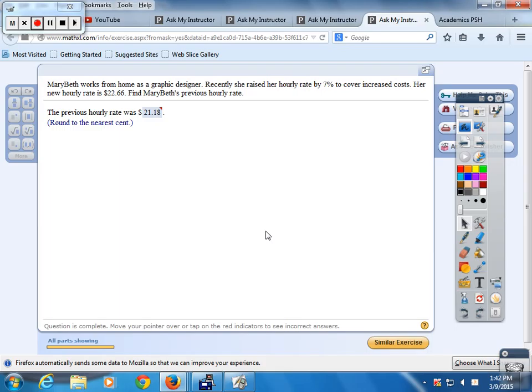Walmart equation. X plus or minus percentage X is equal to the total. That's what I would use. What does this look like? A shirt cost is raised 7% over cost. The shirt is $22.66. Find the shirt's original price. The same thing.